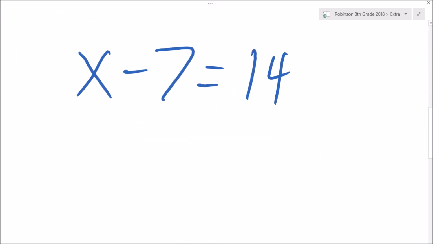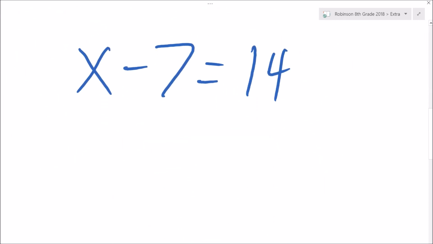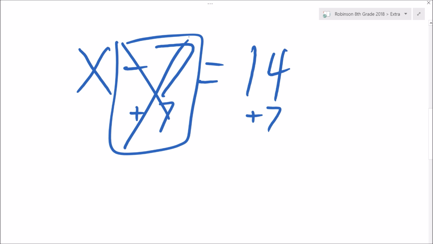The next type is subtraction. Once again, we're just going to be doing the inverse operation. So instead of subtracting 7 from x, we need to add 7 back to it to get our answer. The negative 7 and positive 7 again cancel out. I am left with just an x on the left side. My equal sign stays in the same place, and 14 plus 7 is 21.